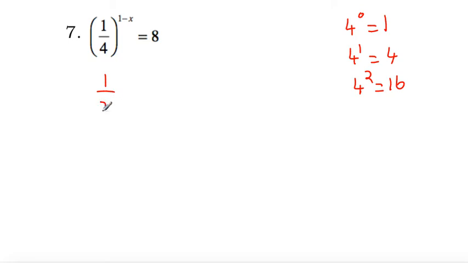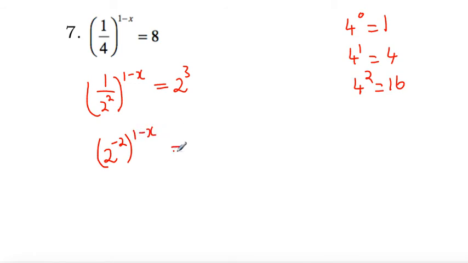I know 4 can be written as 2 squared. That's all to the power of 1 minus x. I know 8 can be written as 2 cubed. Now here, I'm still dealing with inside the bracket. I'm going to use my negative power rule, so I don't have a fraction. The negative power rule says keep the base the same and just make the power negative. That's still to the power of 1 minus x, and that of course stays as 2 cubed.